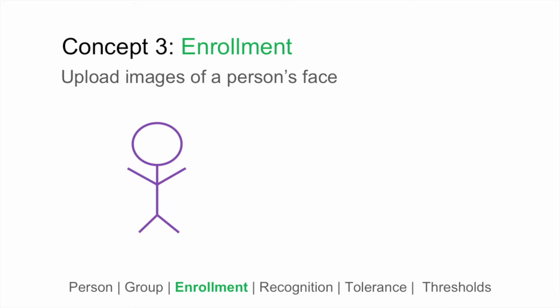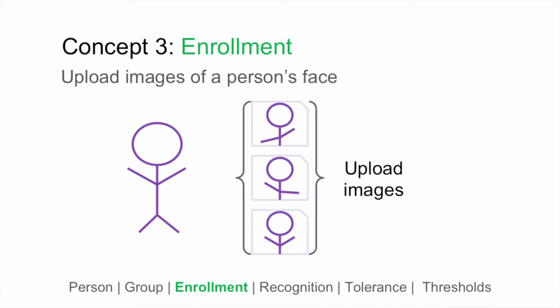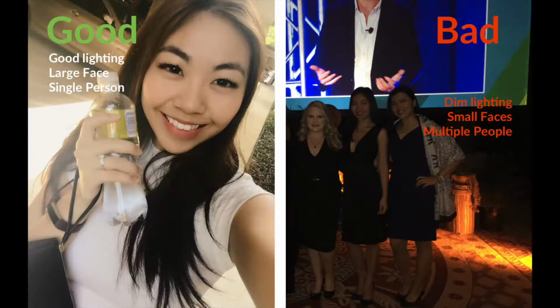The third concept is enrollment. Enrollment is the process of uploading photos of a person's face to our database. This is how our system can recognize them in the future. It is recommended, but not required, to enroll at least 2 images per person. These are some examples of good and bad images. The full image specifications can be found in our documentation page. A link is available in the description below.